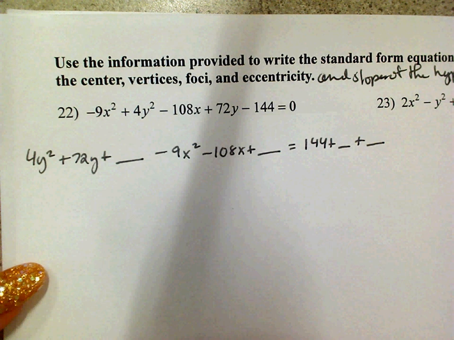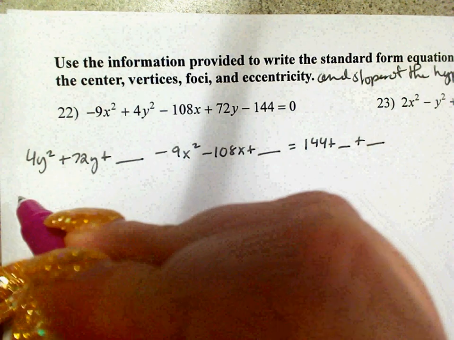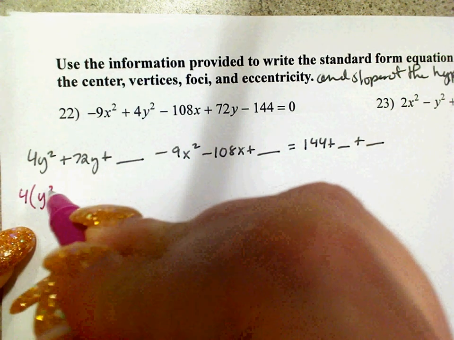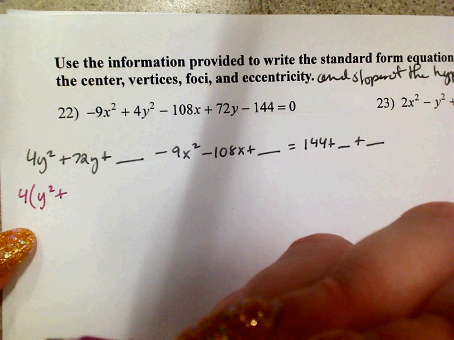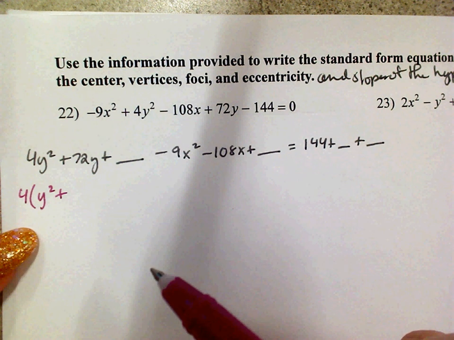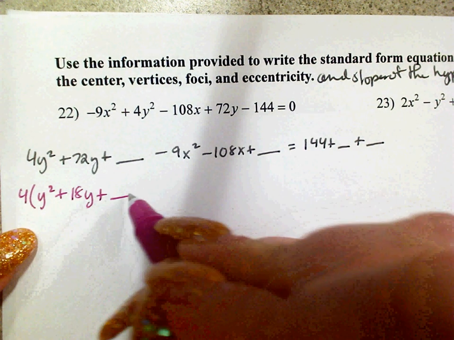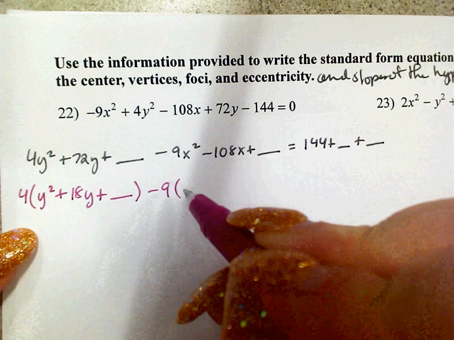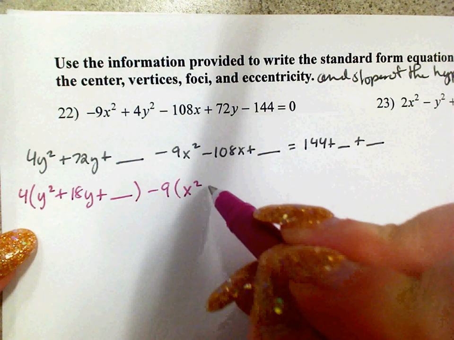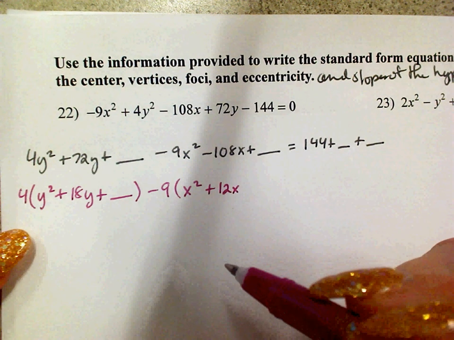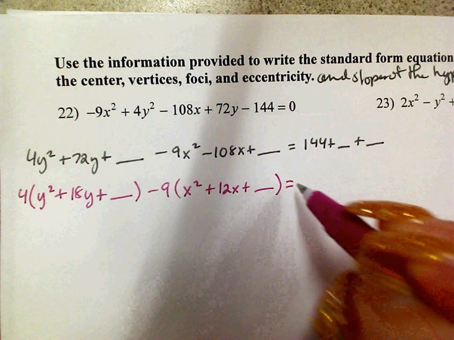Maybe. Okay. So I'm going to factor out the 4 and I'm left with y squared plus, 4 goes in 72 eighteen times, so 18y, plus blank, minus 9. I'm going to factor out the 9. So then minus 12 plus 12x, because I'm factoring out a negative 9. And then plus blank equals. And then we're going to complete the square.